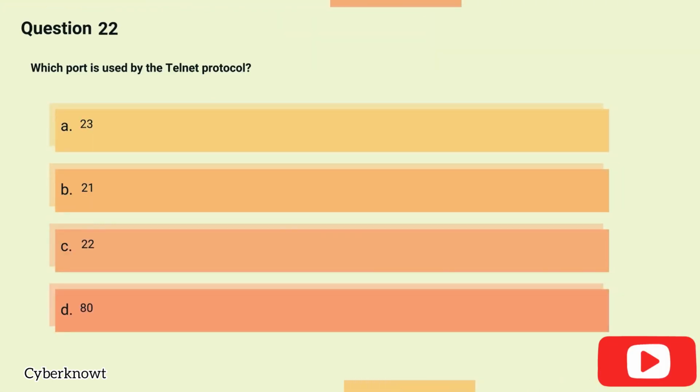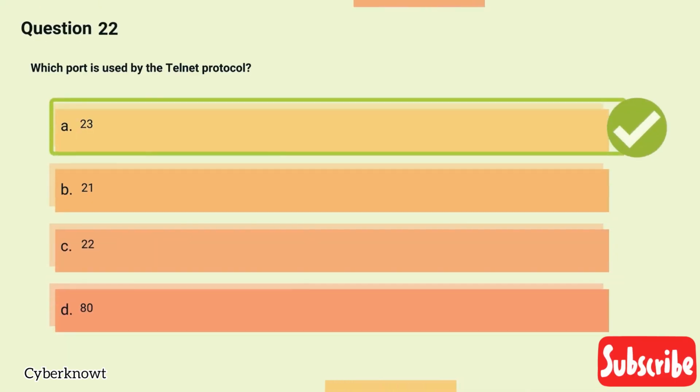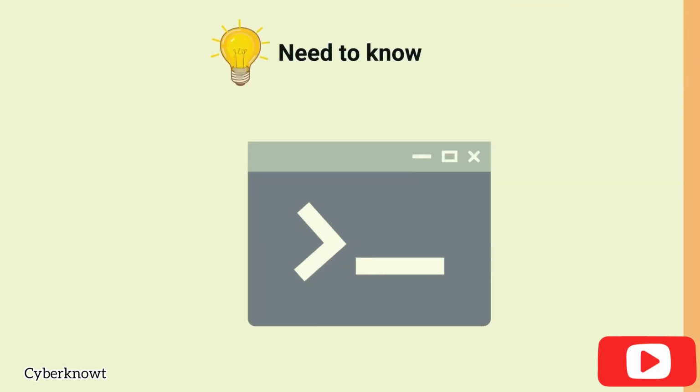Question 22. Which port is used by the Telnet protocol? Option A. 23. Option B. 21. Option C. 22. Option D. 80. The correct answer is option A. 23. Explanation. Port 23 is the well-known port used by the Telnet protocol for remote terminal access to a server.